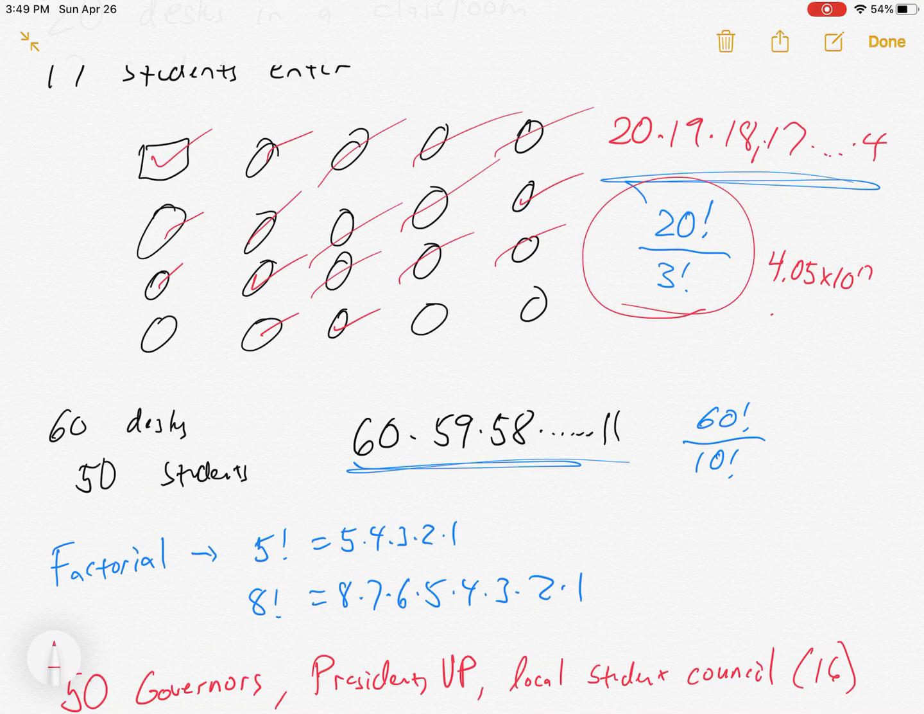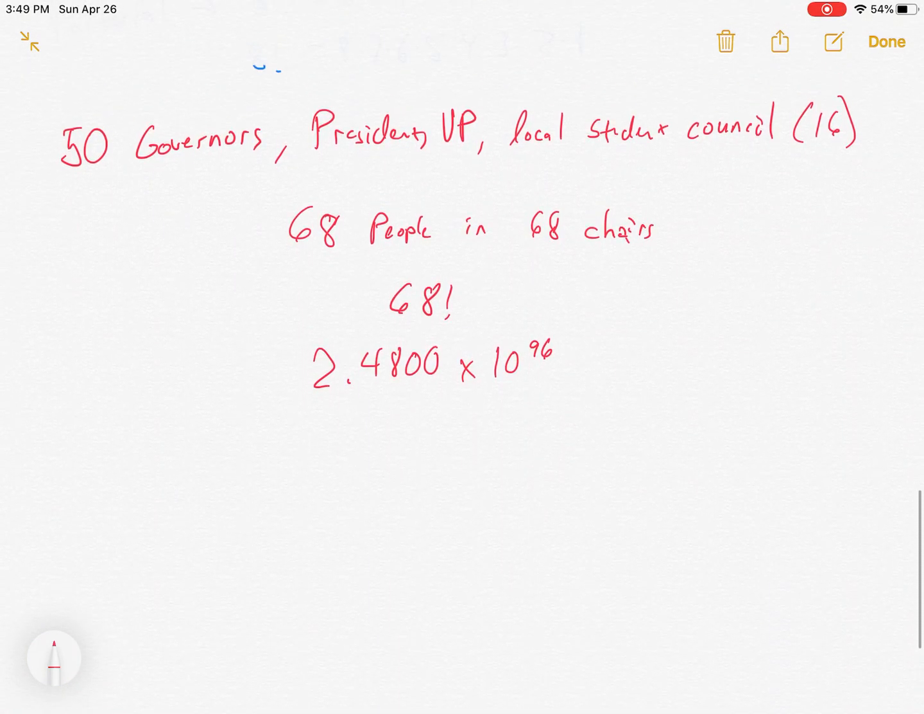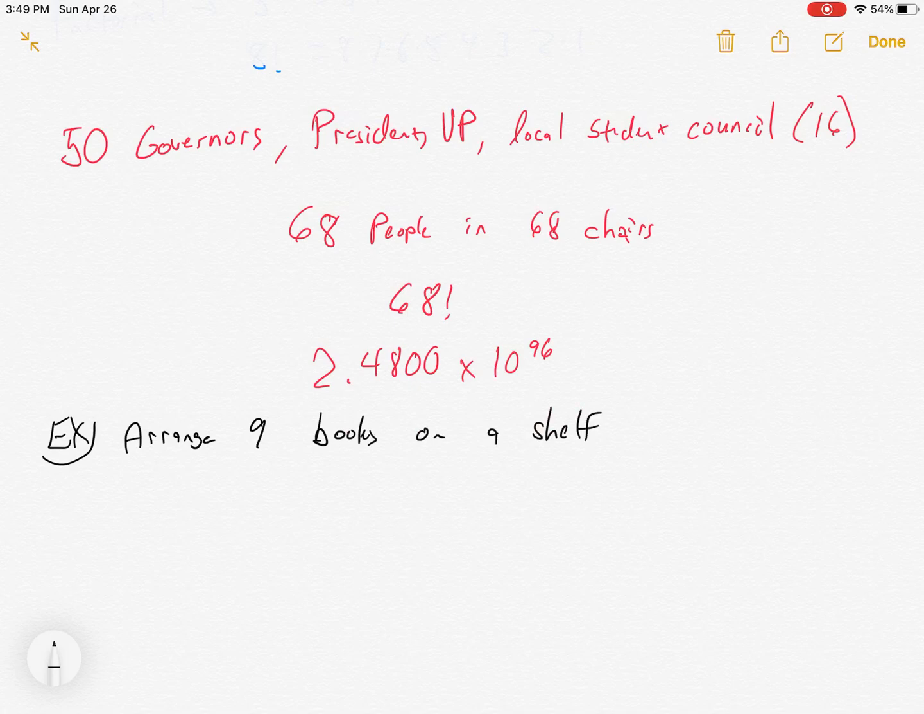And you know, a billion seconds is about 32, 33 years, I believe. So if you were to arrange yourself every second for hundreds of years, you couldn't get 17 people. You couldn't arrange those 17 people in all the possible arrangements in a class of 20 desks. So that's just mind-blowing. Another classic example I should mention is books on a shelf.